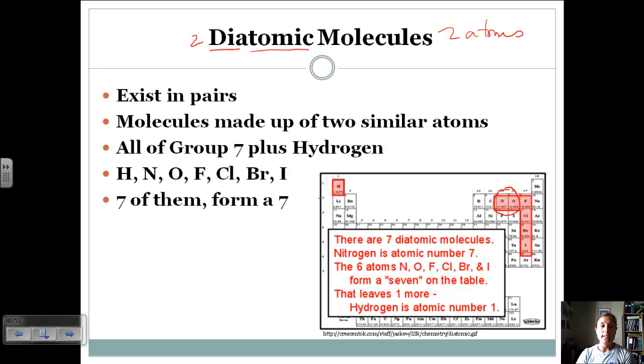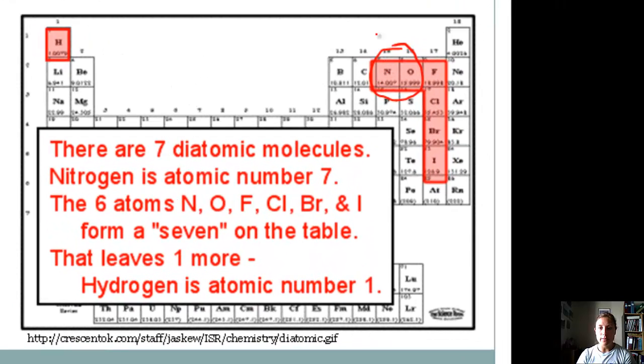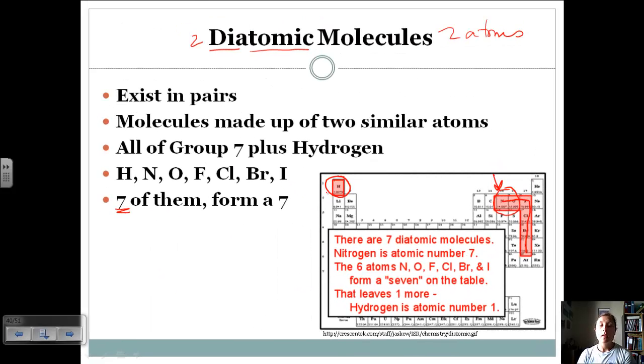Now, the way that I learned it in college is that there are 7 of them, and they form a 7. So we start at atomic number 7, which is nitrogen, and then we form a 7: nitrogen, oxygen, fluorine. Now we go to group 7, and then we go down: chlorine, bromine, iodine. And then you have to remember there's one more, and that's hydrogen, and hydrogen is atomic number 1. So that's how I know them.